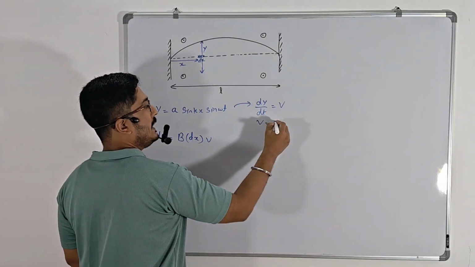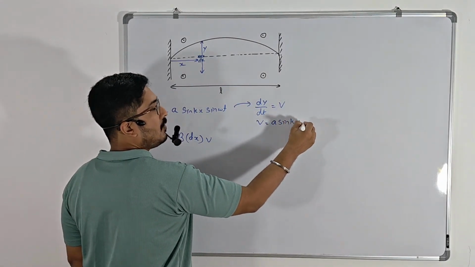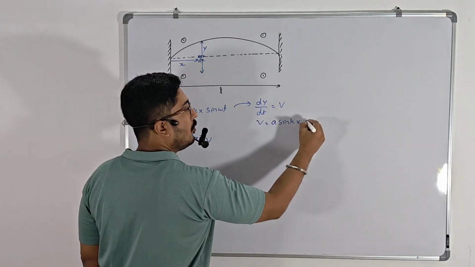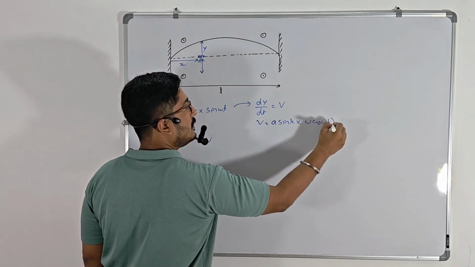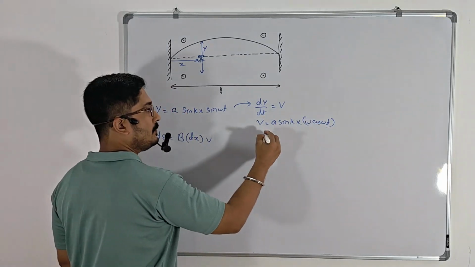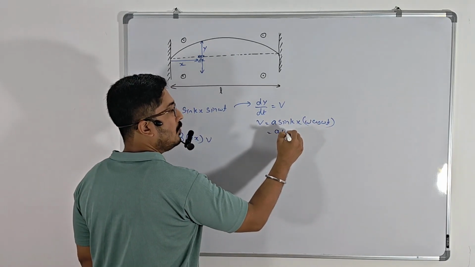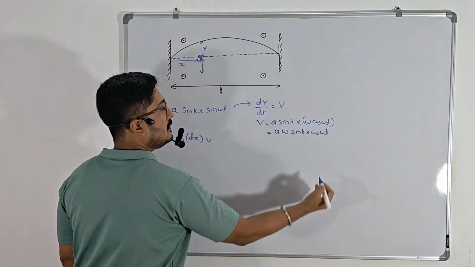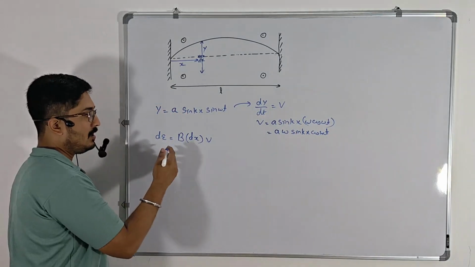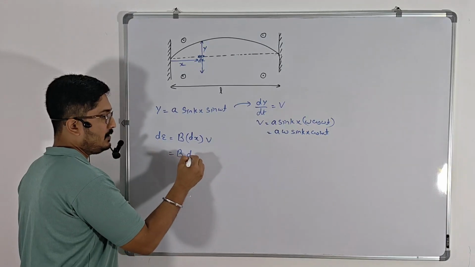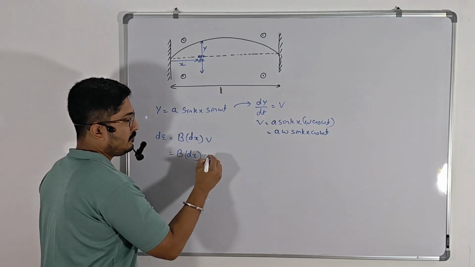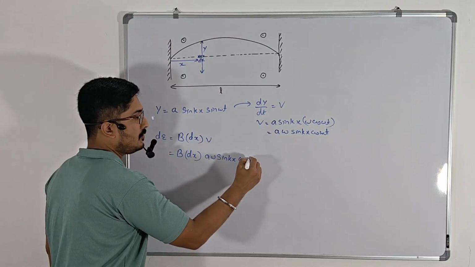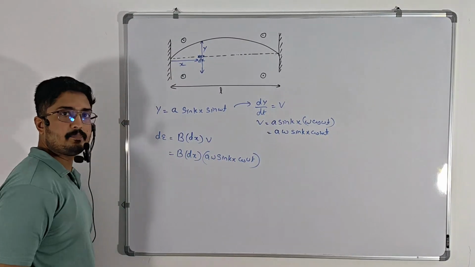So therefore I can say a into sine kx, being a constant, is written as it is, and I differentiate the variable, that is this one. So it will become omega times cos omega t. Just take the omega this side. You'll be getting it as a omega sine kx into cos omega t. This is your equation. Now that is your velocity. We can substitute that here. So B into dx into velocity would be a omega sine of kx cos of omega t, right?